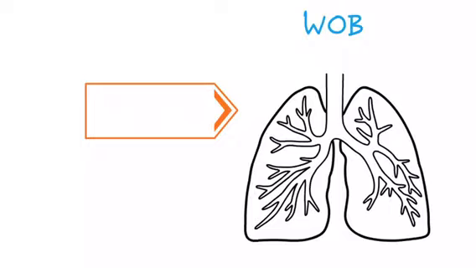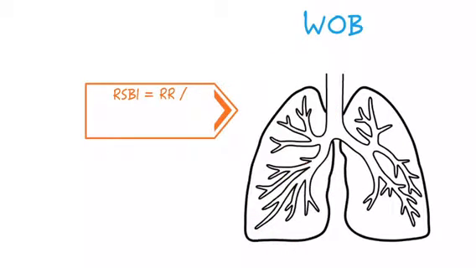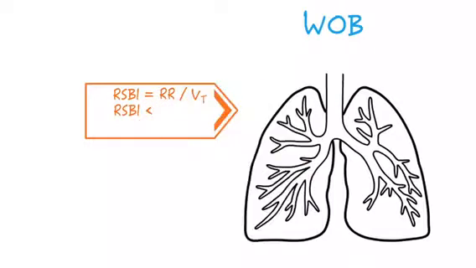The first is the RSBI, or the Rapid Shallow Breathing Index. This is assessed during 1 minute of unsupported spontaneous breathing with no pressure support, and it is calculated using the patient's respiratory rate divided by the spontaneous tidal volume. An RSBI of less than 105 may indicate successful extubation. An RSBI less than 80 is associated with an almost 95% probability of successful discontinuation.